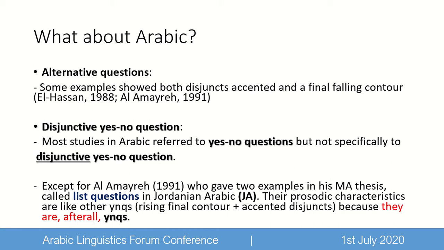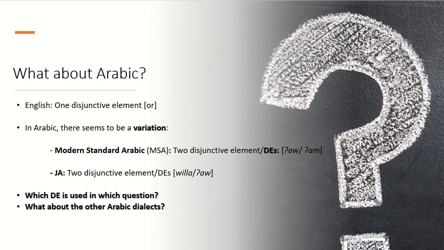So it's not a surprise to see that the contour of disjunctive yes-no questions is the same as the contour of regular yes-no questions, because disjunctive yes-no questions, after all, are yes-no questions. So there are no studies on the prosody of these string identical questions, but there is another issue of these questions in Arabic. And it's the issue of which DE to use in which type of questions.